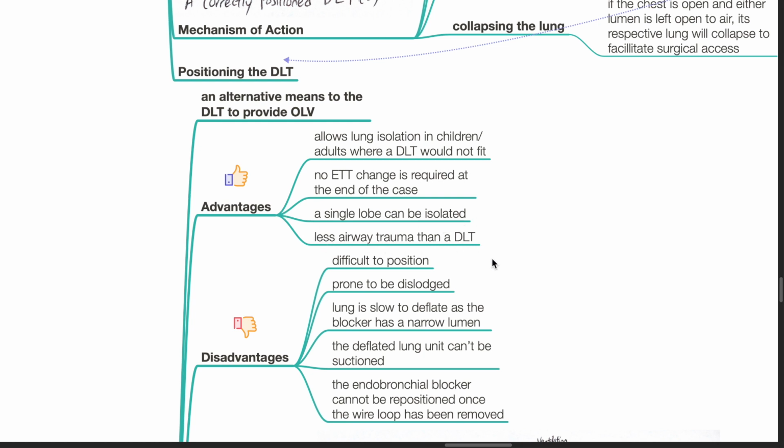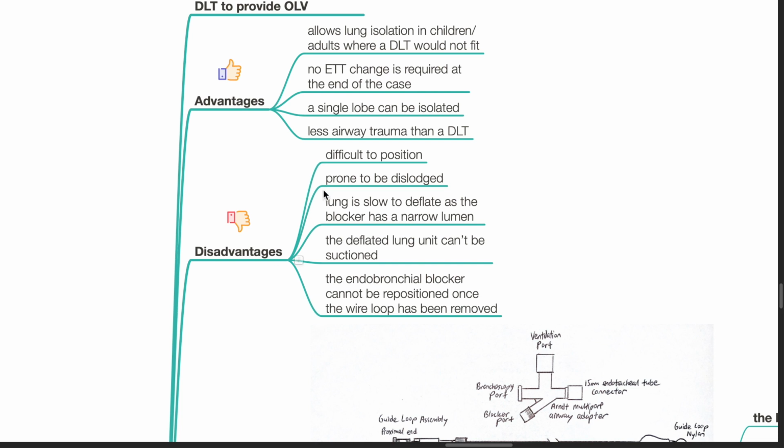Disadvantages: it is difficult to position and prone to be dislodged. The lung is slow to deflate as the blocker has a narrow lumen. The deflated lung unit can't be suctioned. The endobronchial blocker cannot be repositioned once the wire loop has been removed.